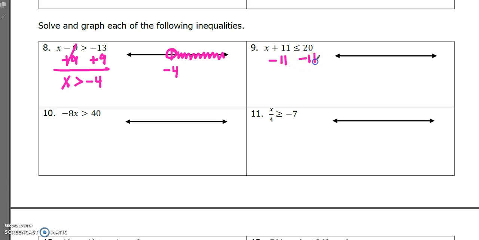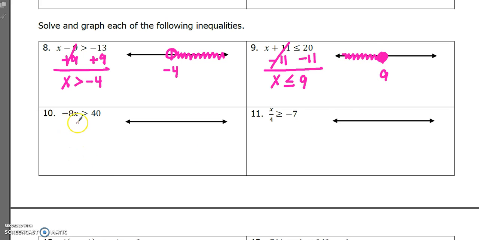Number 9, again, x is not by itself yet, so I need to get rid of the 11 by subtracting 11 on both sides, leaving my x. My inequality sign, 20 minus 11 is going to be a +9. So I'll put 9 on my number line. This time I will have a closed circle because it does have the equal to, and it is a less than sign, so I will shade to the left.